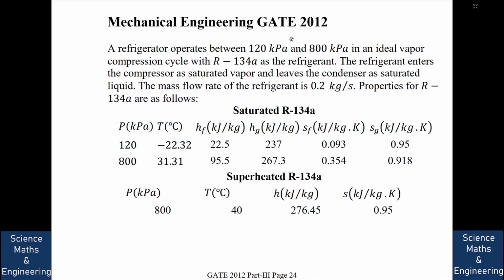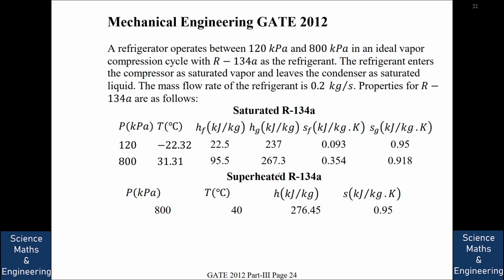A refrigerator operates between 120 kilopascal and 800 kilopascal in an ideal vapor compression cycle with R134a as the refrigerant. The refrigerant enters the compressor as saturated vapor and leaves the condenser as saturated liquid. The mass flow rate of the refrigerant is given. The properties of the refrigerant are also given. First, this table is for saturated and this is for the superheated refrigerant.